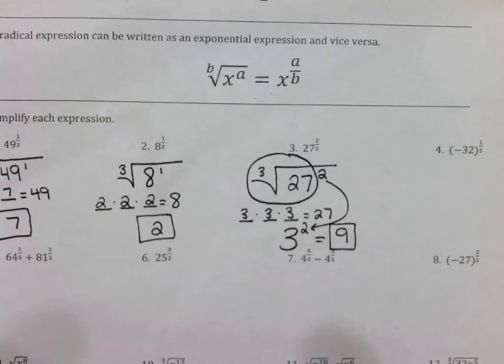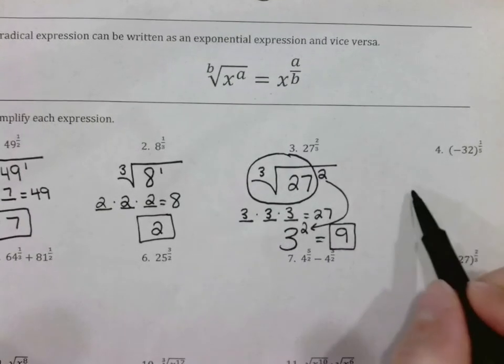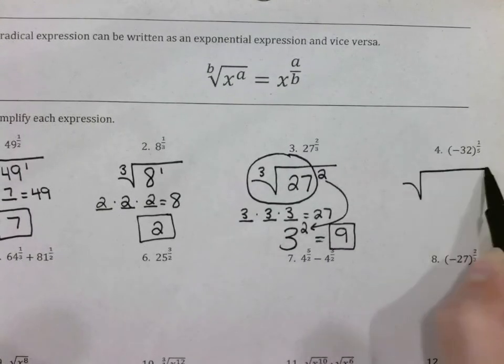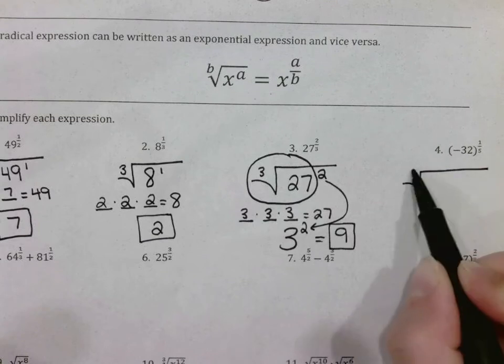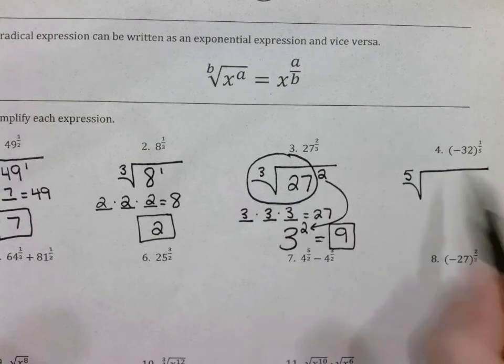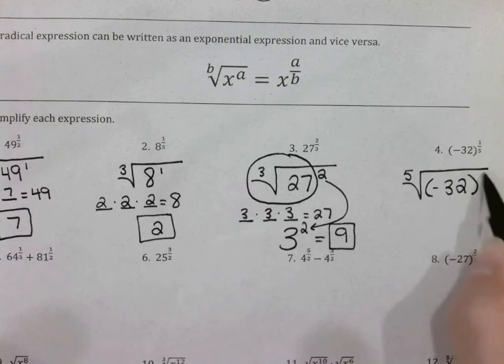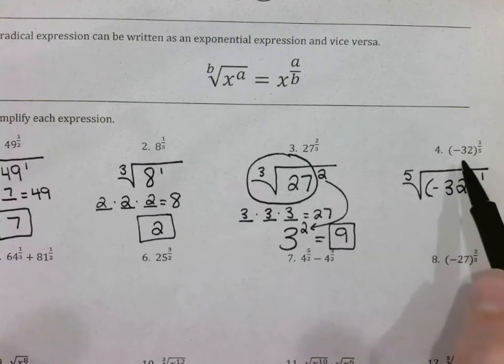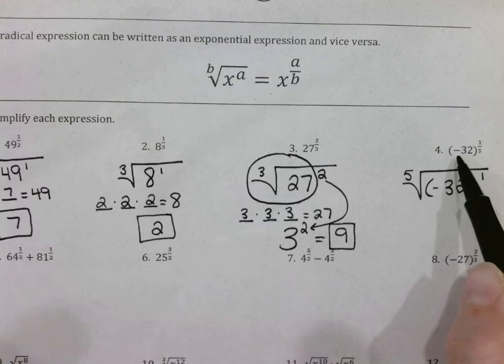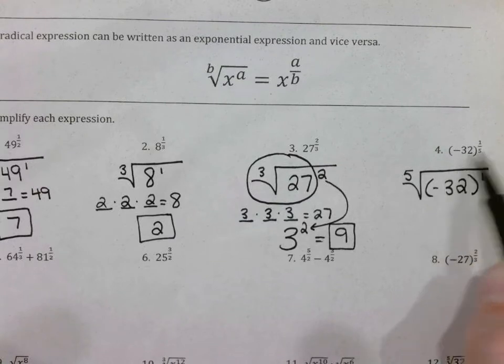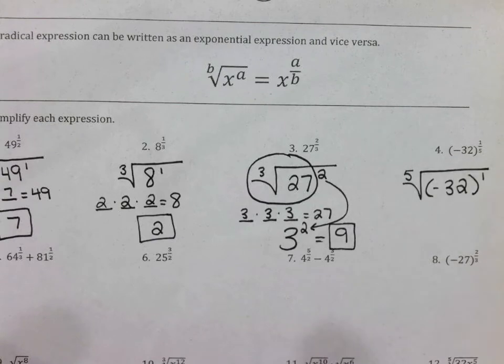And for number 4, I'm going to start by drawing a radical. Now we're dealing with a 5th root. My index is a 5. My radicand is negative 32 to the first power. And the parentheses are only there because we have a negative sign. So that's just saying, okay, we want to include that negative when we're raising it to the 1/5. You don't really have to put parentheses. I like to put parentheses around negative numbers.